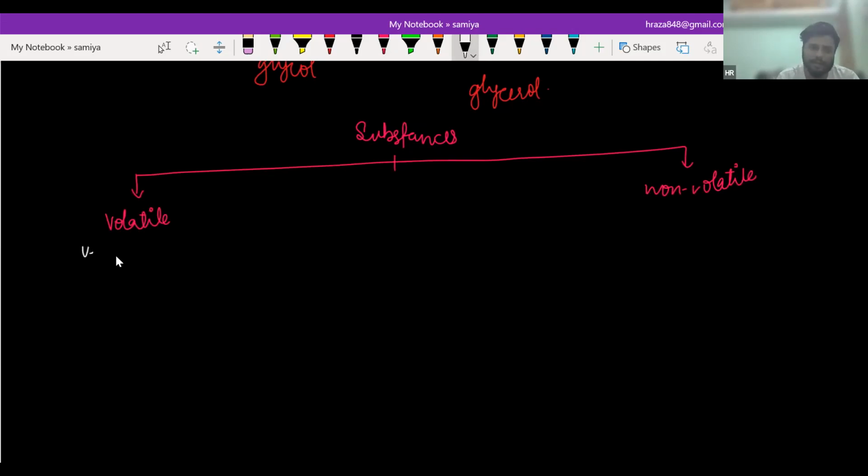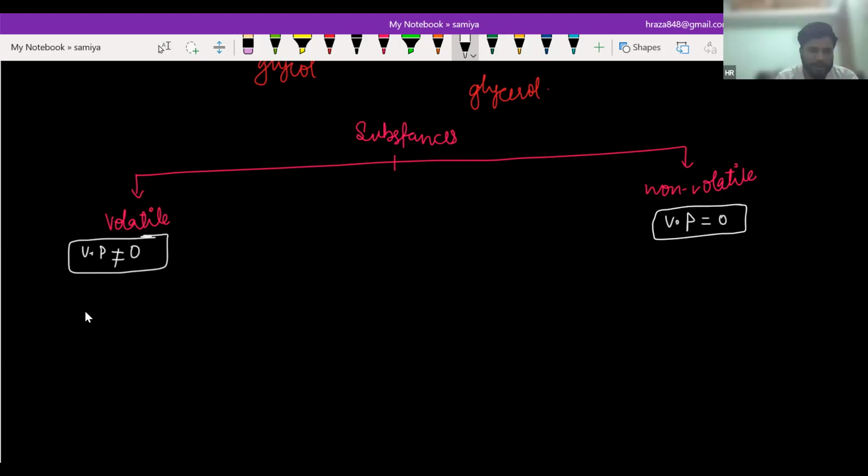Volatile substance, that is vapor pressure is not equal to zero. That means volatile substances are those substances which exert pressure. Volatile substances are those which have some vapor pressure. And non-volatile substances are those which do not have vapor pressure. That means non-volatile substances will not exert any vapor pressure. Is that clear to you?